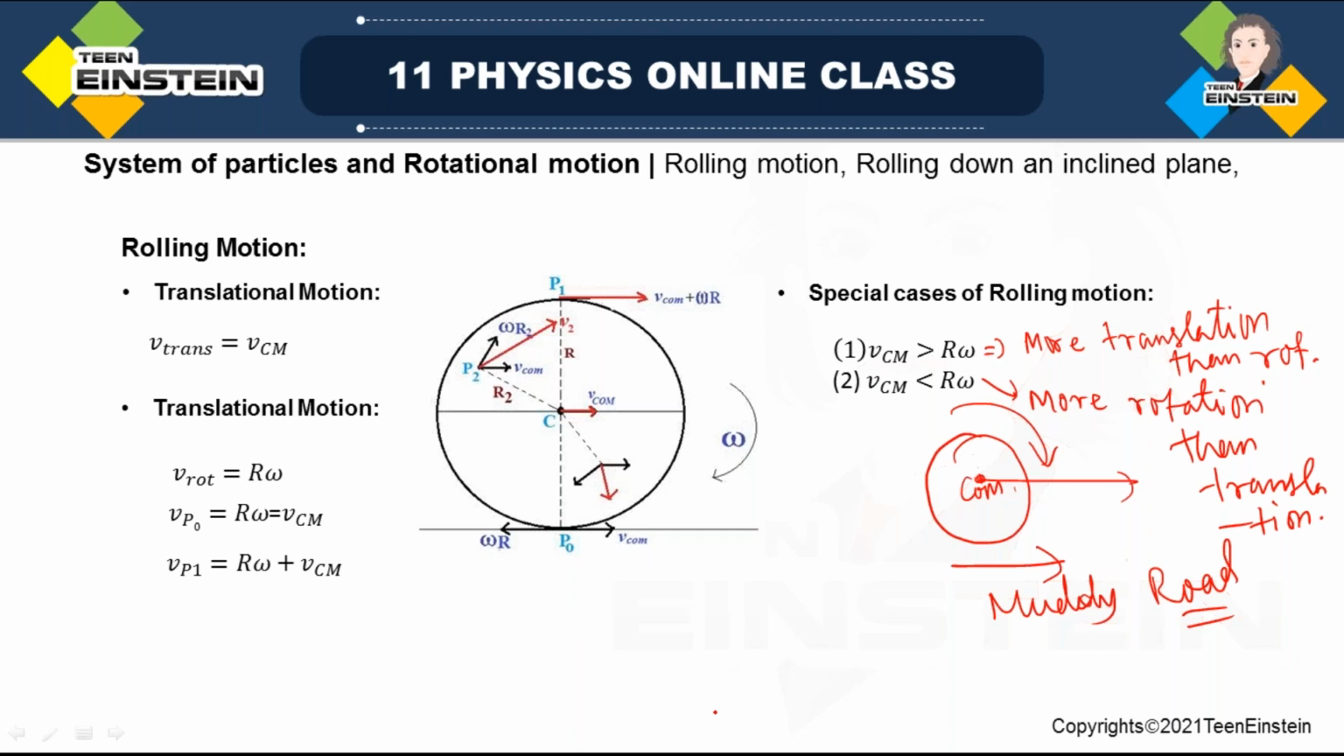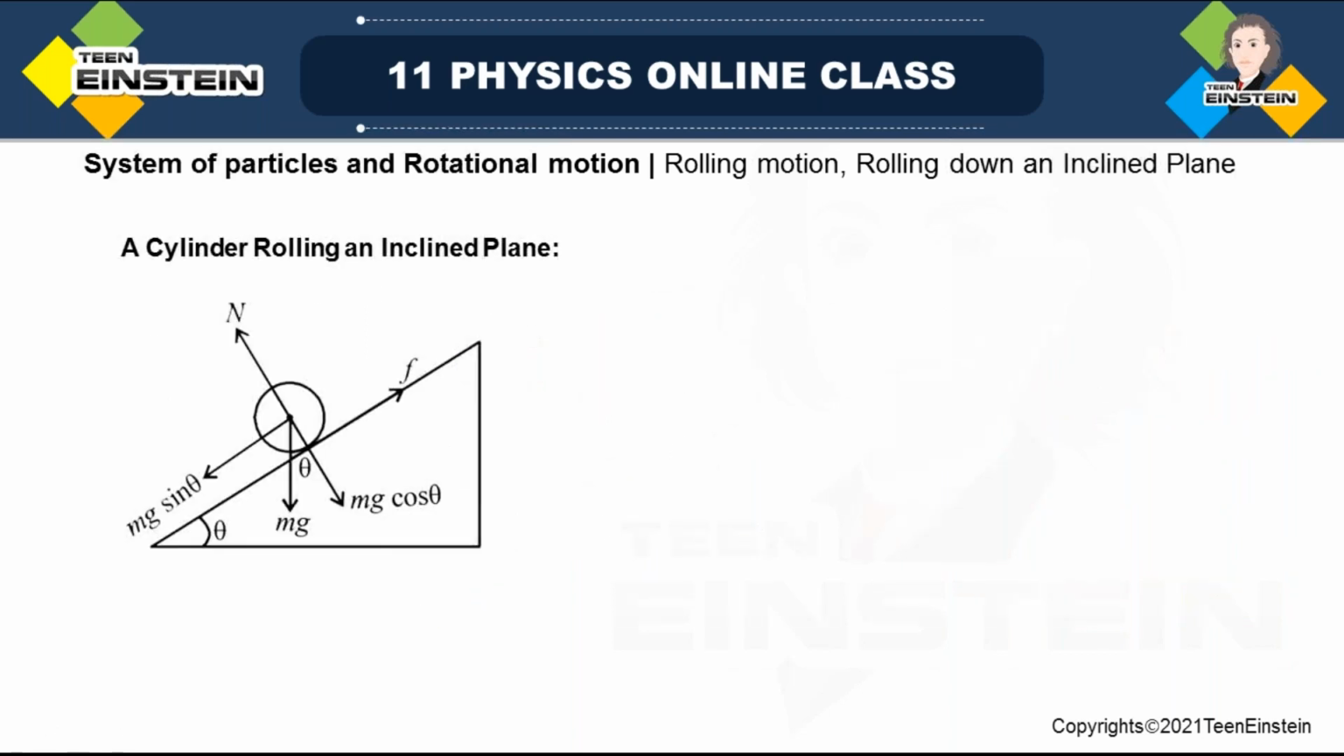All right. So with this, I have finished this part. Now we'll go to the rolling motion along an inclined plane. Suppose I have a plane which is inclined at angle theta with the horizontal. Now I have taken a cylinder rolling down.